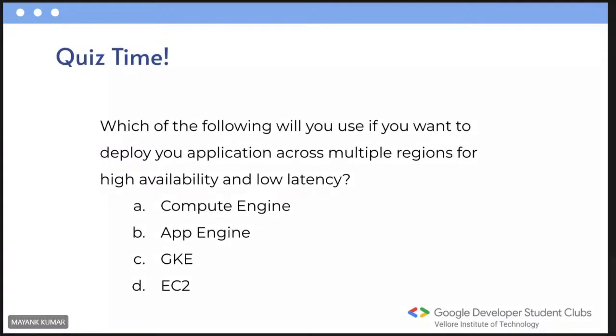So the answer for this is GKE. And EC2 is actually a virtual machine service provided by AWS, and not Azure or Google Cloud. So the answer for this is GKE. Now let's go ahead and talk about what are CI/CD pipelines.